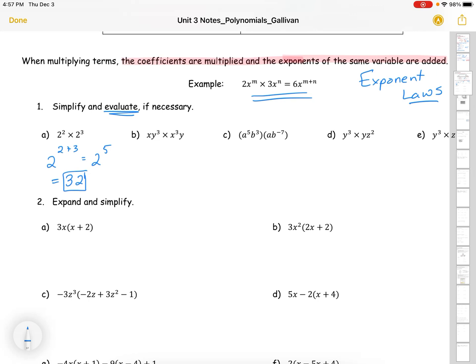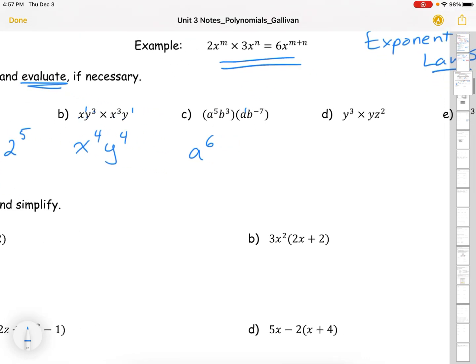So here I have an x times an x cubed, so that'll be x to the 4, and a y cubed times a y. Remember, if there's no exponent, there's a little invisible 1 there, so it would be y to the 4. Okay, here a to the 5 times a, there's an invisible 1 there, so that'd be a to the 6, and b to the 3 times b to the negative 7, so that would be b to the negative 4. Okay, and we're just going to leave it with a negative exponent for now, because I'm not sure how far this is going.